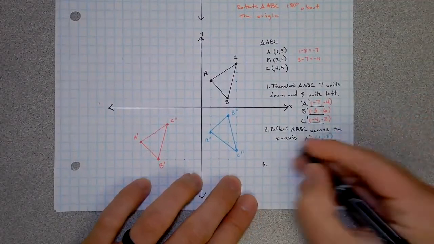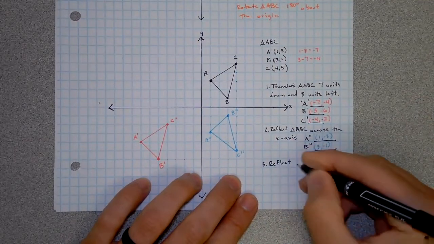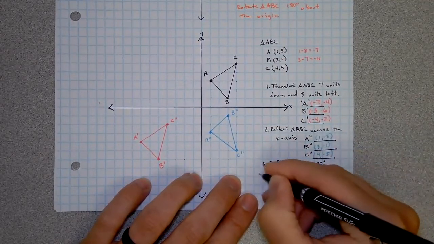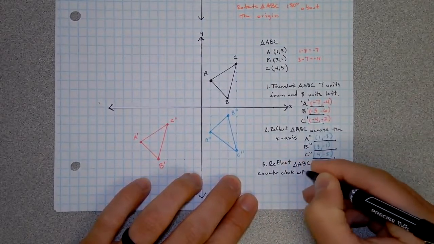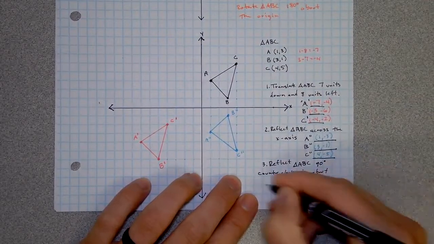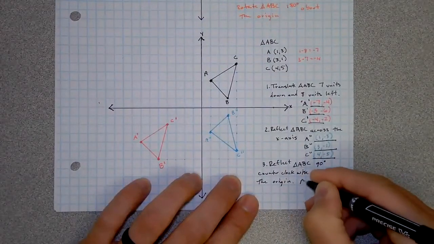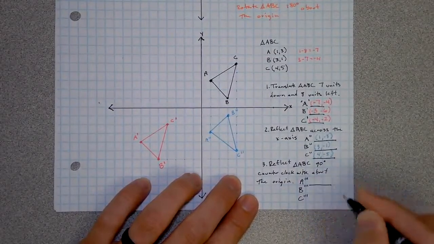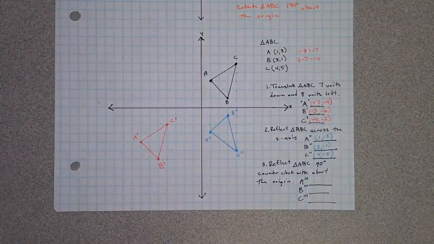All right, and the third transformation. Let's rotate the original triangle 90 degrees counterclockwise about the origin. Take a second, figure that out on your own there.